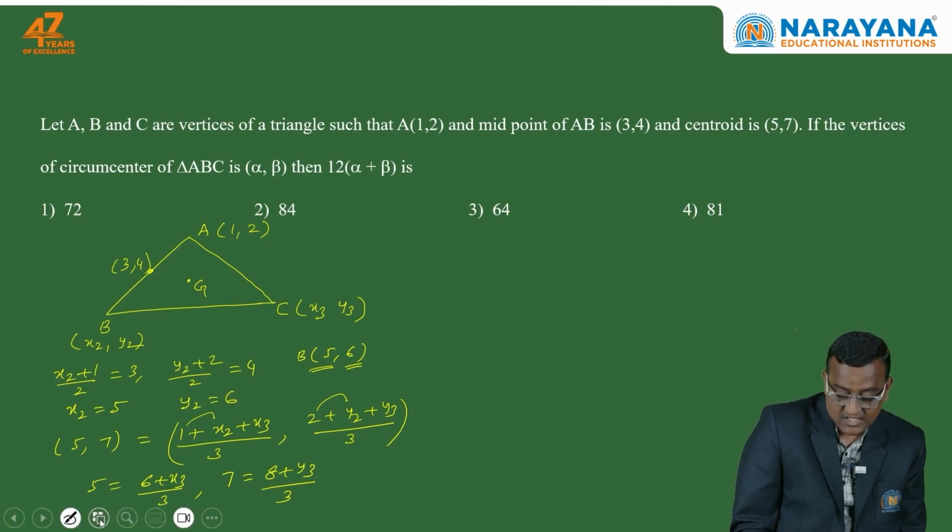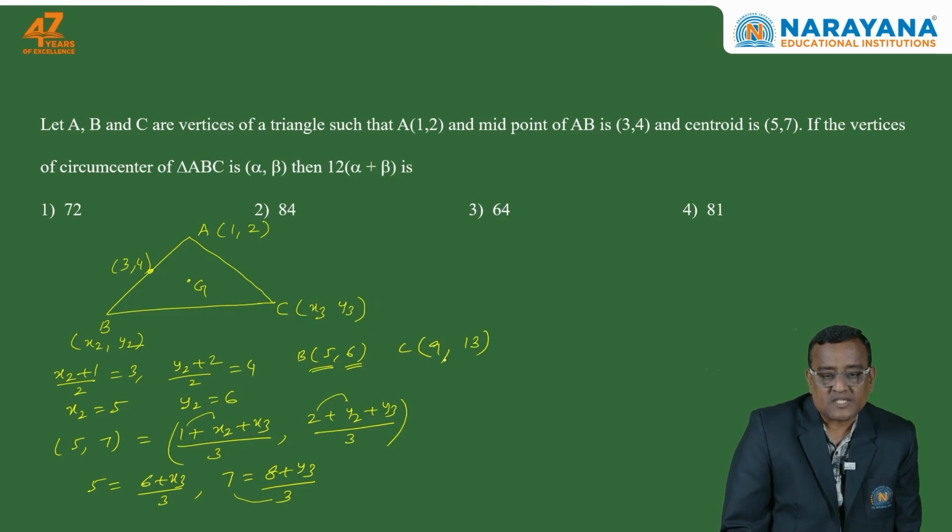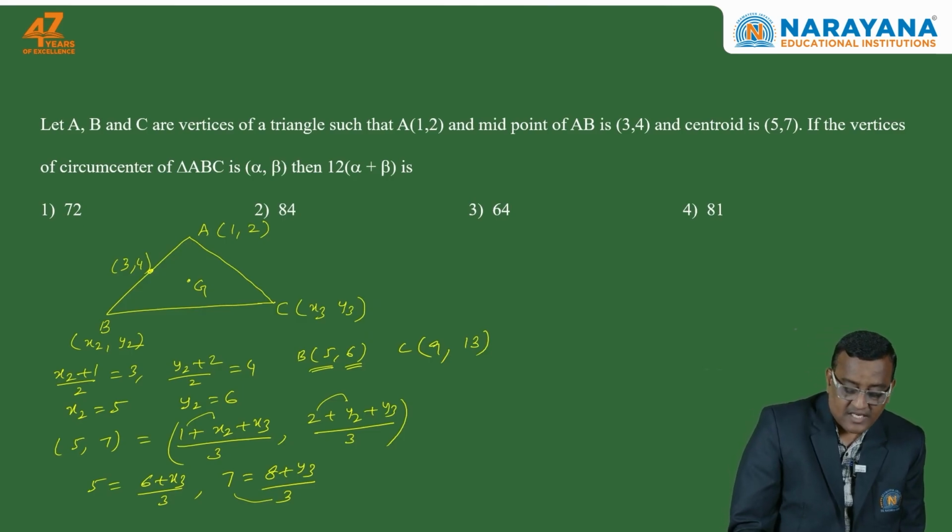Therefore C is x3, that is 15 minus 6, 9, and y3, 7 into 3, 21 minus 8, that is 13. So C is (9, 13), B is (5, 6). Now we can find the circumcenter. Take S as the circumcenter, say (h, k), given it is (alpha, beta). So S is (alpha, beta).